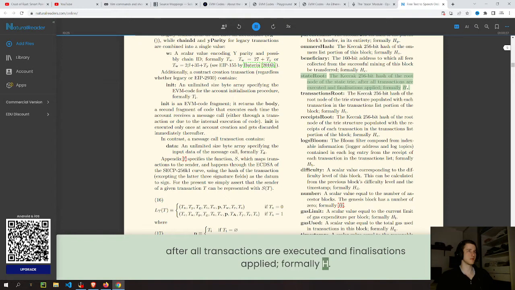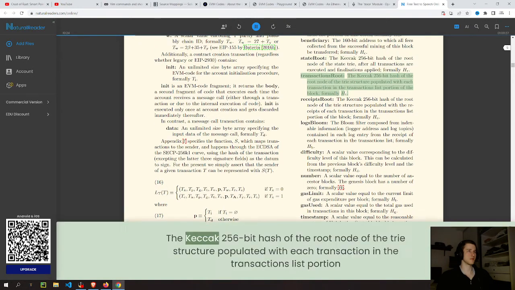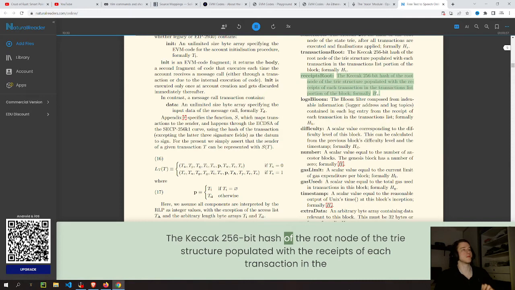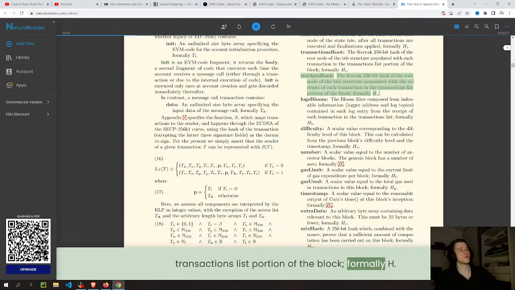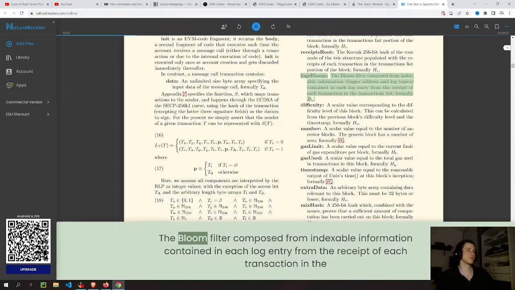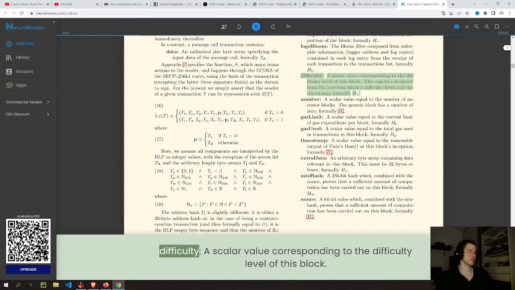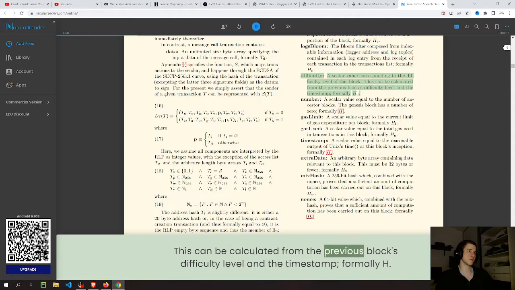Transactions root, the Keccak 256-bit hash of the root node of the tree structure populated with each transaction in the transactions list portion of the block, formally H_t. Receipts root, the Keccak 256-bit hash of the root node of the tree structure populated with the receipts of each transaction in the transactions list portion of the block, formally H_e. Logs bloom, the Bloom filter composed from indexable information contained in each log entry from the receipt of each transaction in the transactions list, formally H_b. Difficulty, a scalar value corresponding to the difficulty level of this block. This can be calculated from the previous block's difficulty level and the timestamp, formally H_d.